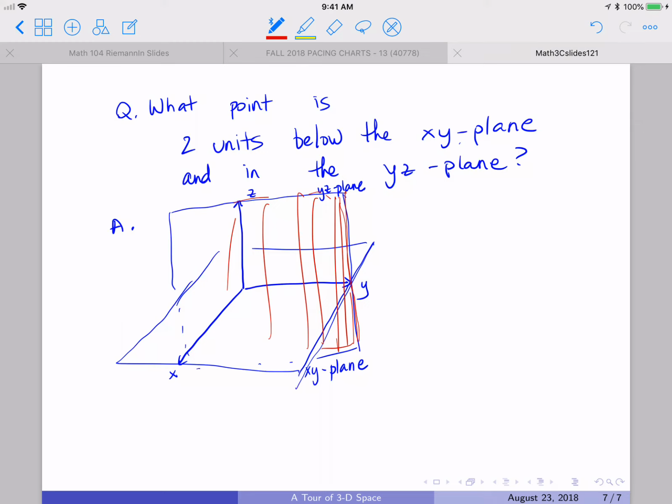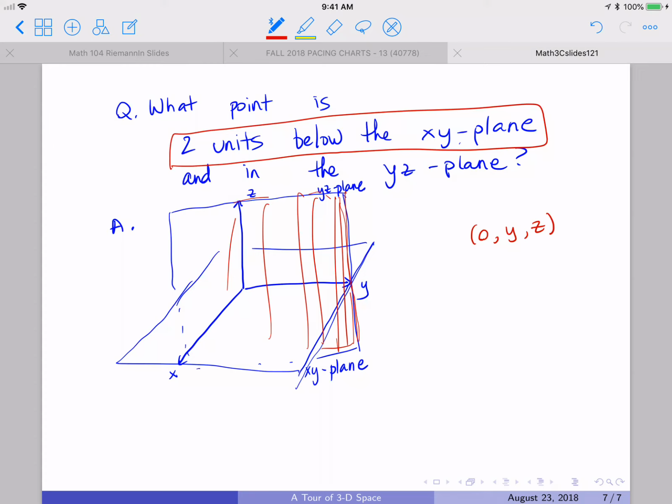If I am in the yz plane, that means that my x coordinate is 0. So these are the coordinates of a typical point in the yz plane. Now, what does it mean to be 2 units below the xy plane? If I am 2 units below the xy plane, that means that my z value must be equal to -2. Okay, so I can adjust this even more to say that I'm looking at (0, y, -2). So 0, y can be anything, and then -2. I'm actually any point on this line here.